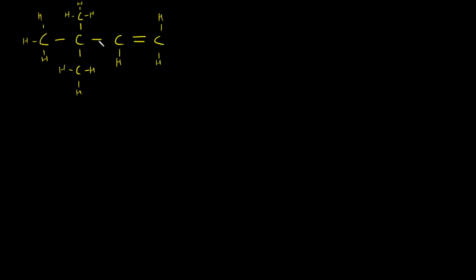We could also go 1, 2, 3, 4 like that, or 1, 2, 3, 4 like that, but I always think it's easier to look at the longest chain being the middle chain. Now it's not always the middle chain, but if you can make it the middle chain, then it's quite easy to look at. So there's our longest chain. 1, 2, 3, 4 contains the carbon to carbon double bond.